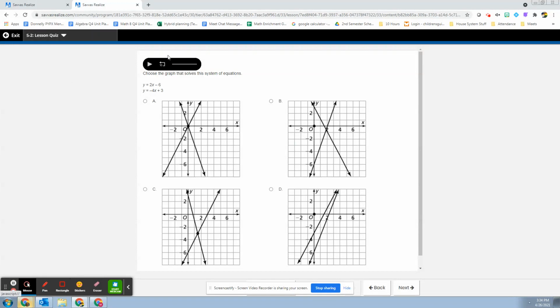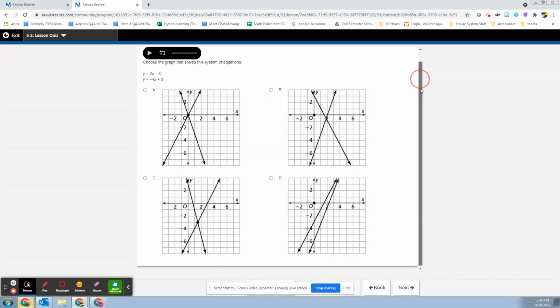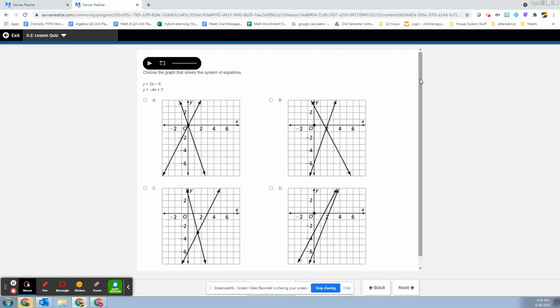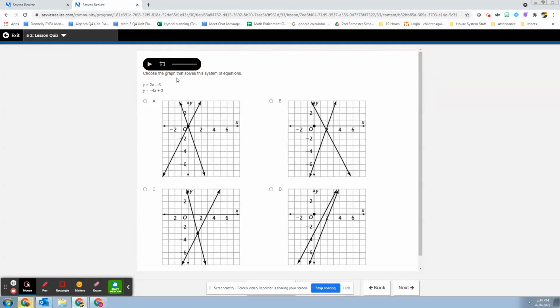So we've looked at the general idea of this. Now I want to look at graphs, and specifically I want to show you some really cool tricks with graphs. So it says choose the graph that solves the system of equations. So when I look at these graphs, you're basically looking for which one shows these 2. And on a graph with a system of equations, you want to look for the intersection point.